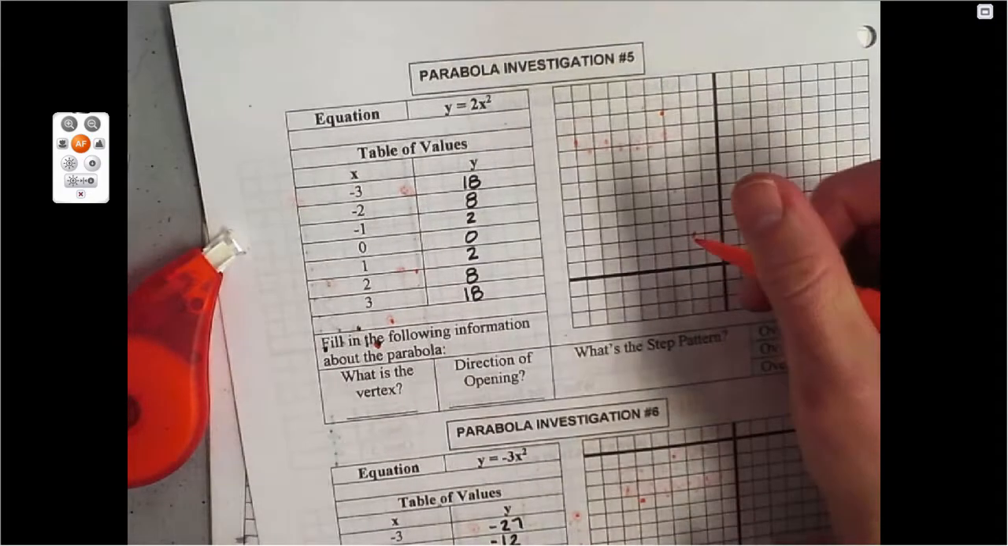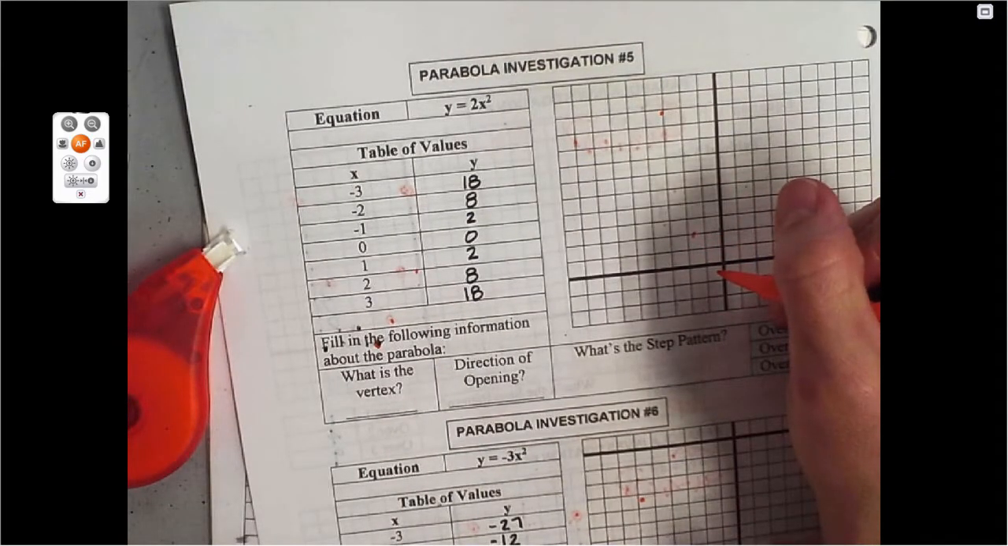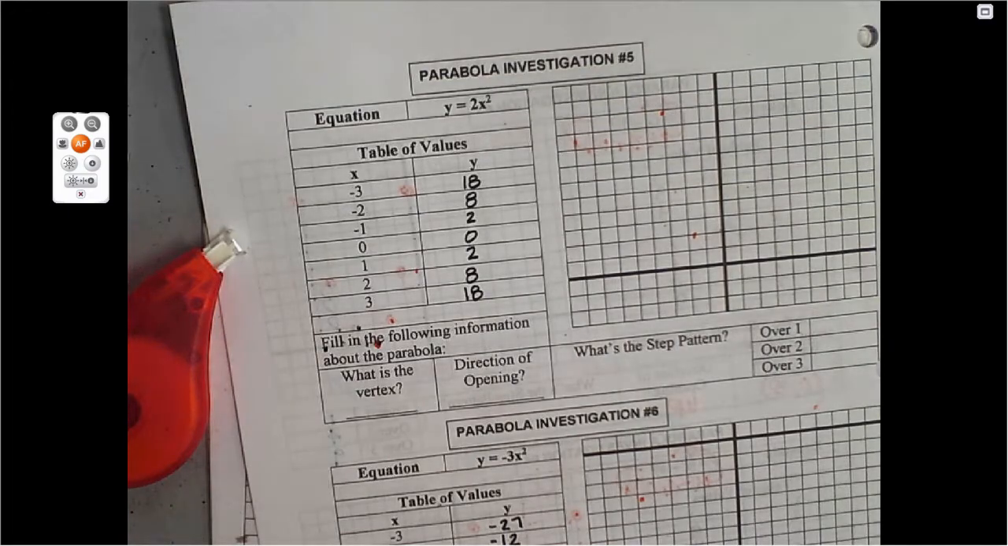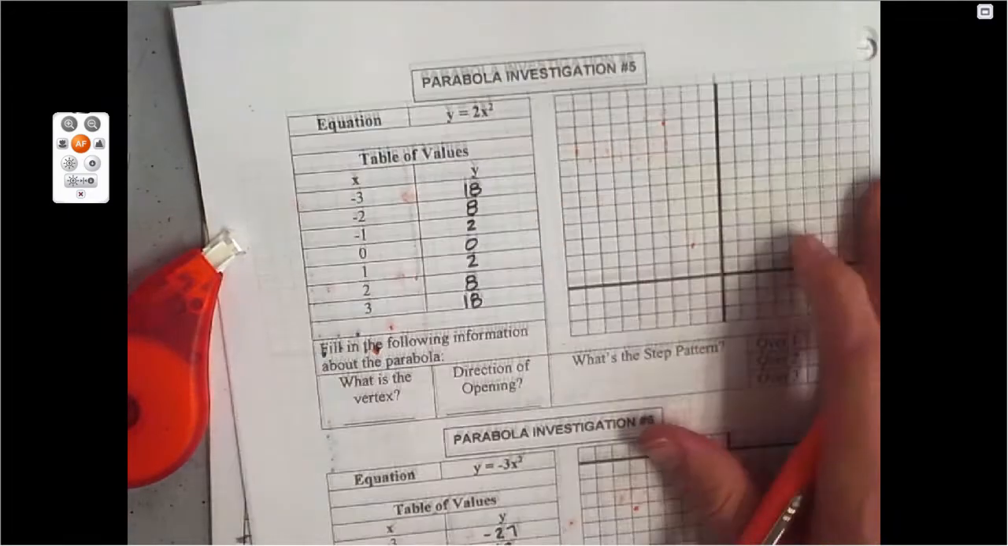My markers are graded. I don't even think the first one's on the graph.